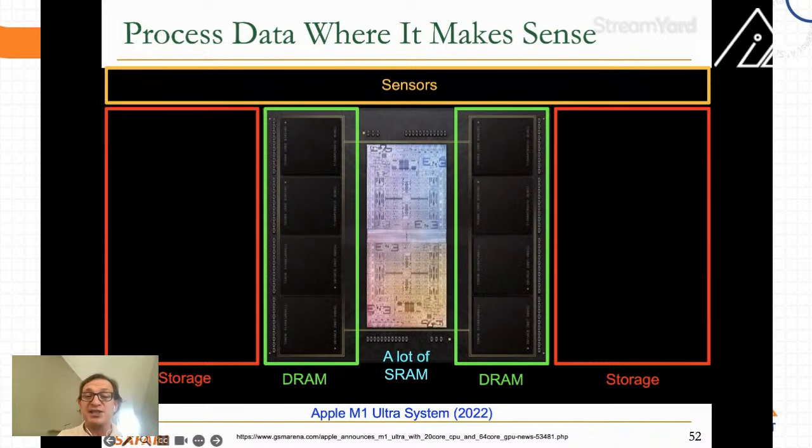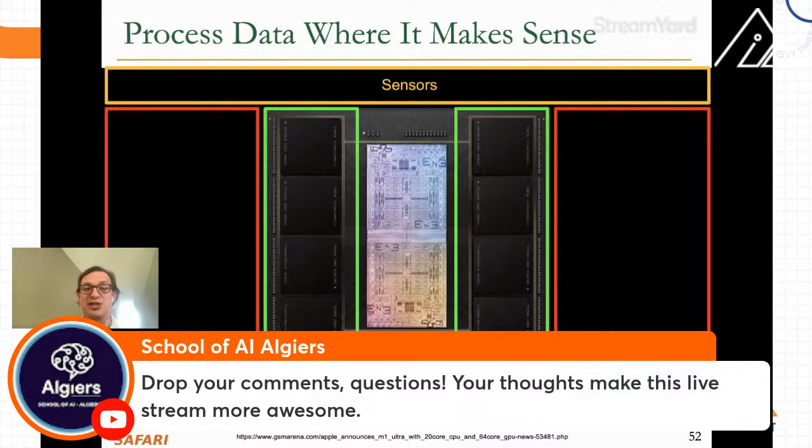If it's the processor's computing unit, so be it. If it's the DRAM, so be it. If it's the storage, so be it. If it's the sensors, so be it. So this opens up a whole new world of distributed systems. Essentially, the entire system becomes distributed, and we have to actually distribute computation to it.